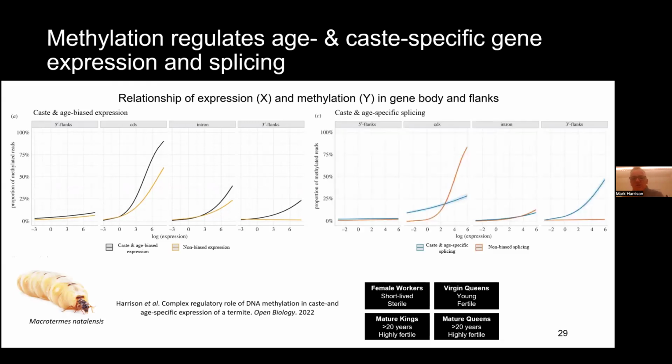And something similar is happening for genes which appear to be alternatively spliced in the different groups. Again, especially in the 3' regions, we see this strong positive correlation between expression and methylation, which we don't see in the genes which are not alternatively spliced.